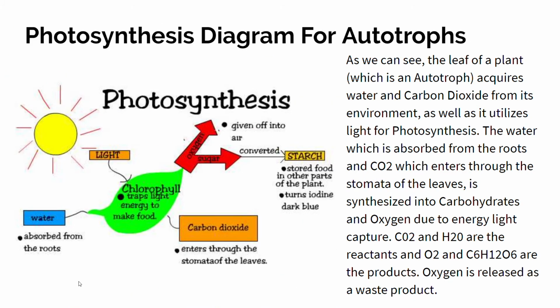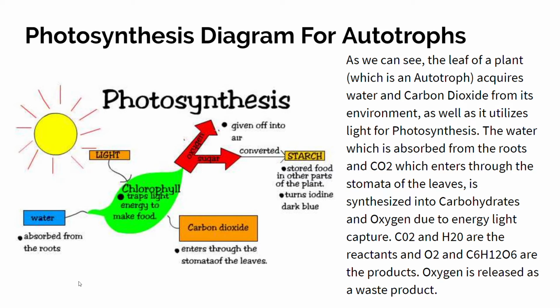This is a photosynthesis diagram for autotrophs. As we can see, the leaf of a plant, an autotroph, acquires water and carbon dioxide from its environment, as well as utilizes light for photosynthesis. The water, which is absorbed from the roots, and CO2, which enters through the stomata of the leaves, sorry for my typo there, I meant to spell LEAF, is synthesized into carbohydrates and oxygen due to energy light capture.